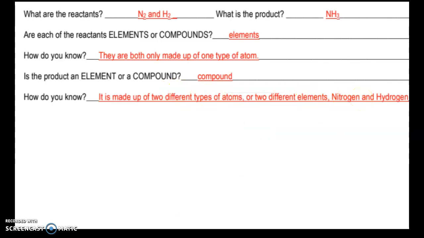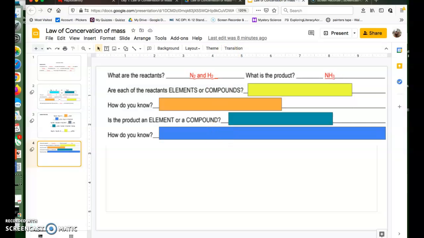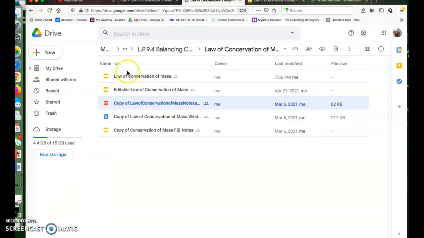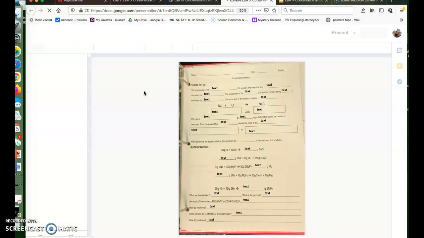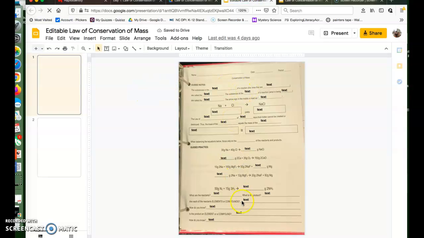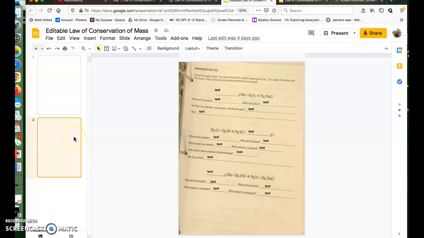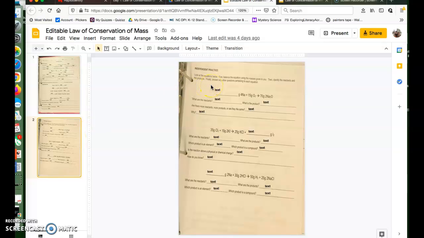So this is the end of your introduction. From this point forward, you're going to go ahead and do the guided practice by yourself. It looks like this, so you should have finished this whole part. Now you're going to do the independent practice, not guided practice, all by yourself. When you're done, you're going to turn the entire completed sheet in. If you have any questions, please email me. Have a great day, guys.